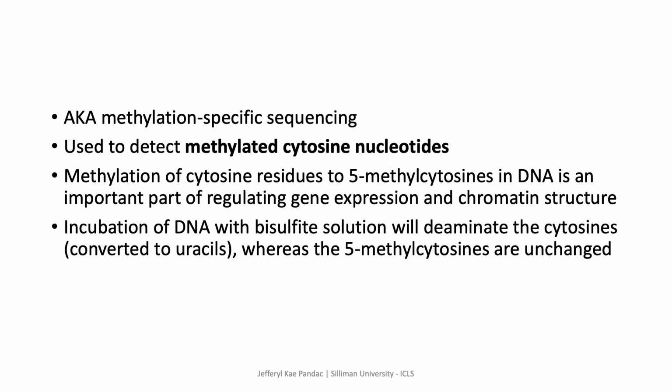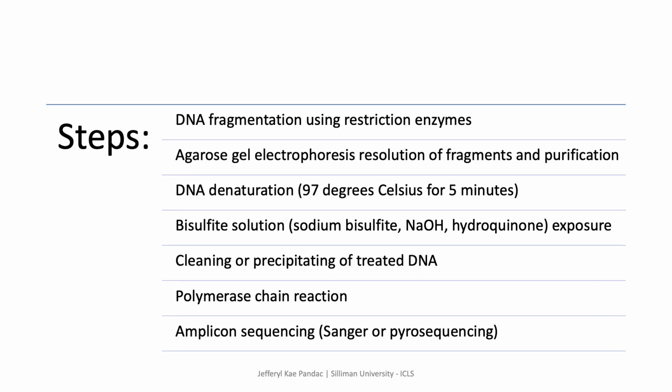The principle of this technique relies on the ability of the cytosines to be deaminated and converted to uracils when added with bisulfite solution, whereas the 5-methylcytosines remain unchanged. Bisulfite DNA sequencing starts with a fragmentation of DNA molecules using restriction enzymes. The restriction digestion products are resolved on an agarose gel, and the fragments of the size of interest are purified from the gel. The DNA is denatured with heat and exposed to bisulfite solution, which is composed of sodium bisulfite, sodium hydroxide, and hydroquinone for 16 to 20 hours.